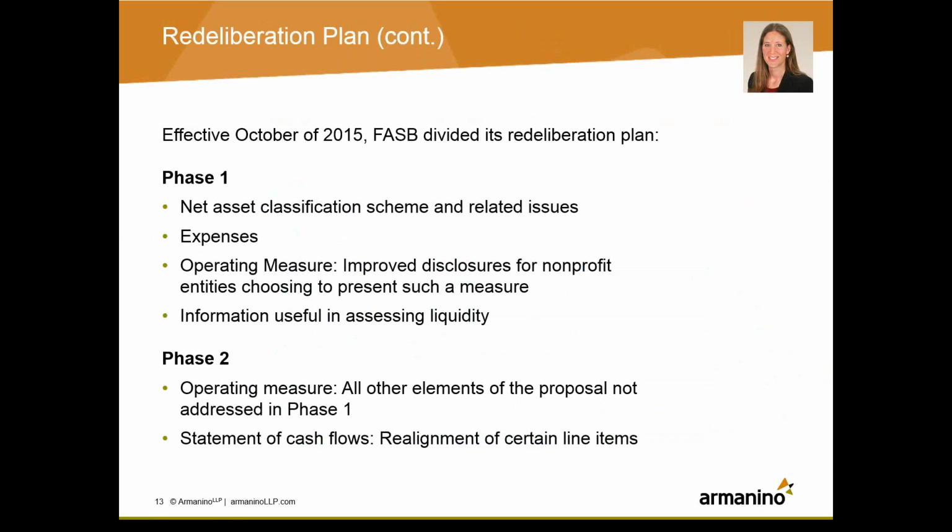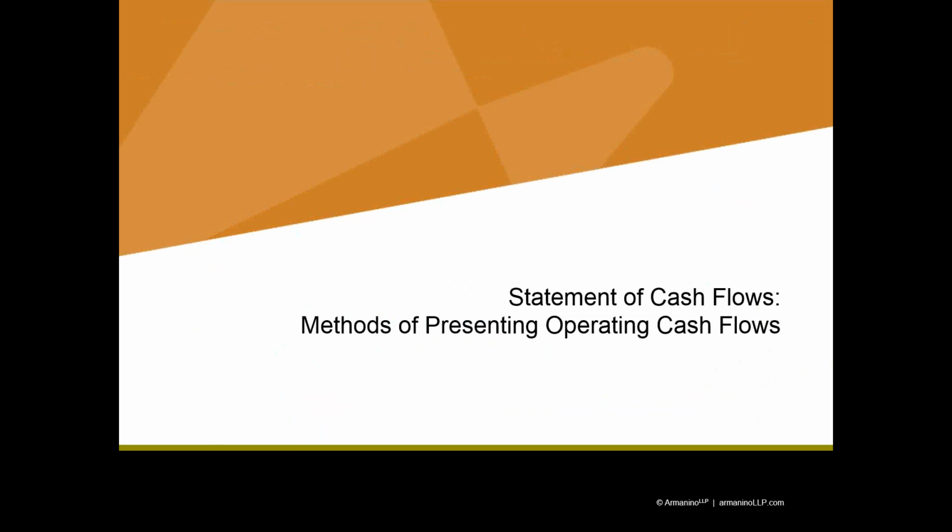And so that includes the presentation of the operating measure on the financial statements, specifically the piece that's not addressed through the disclosure requirements in phase 1, and then the corresponding realignment of certain information in the statement of cash flows as a result of that operating measure. Oh, there you go. Statement of cash flows.